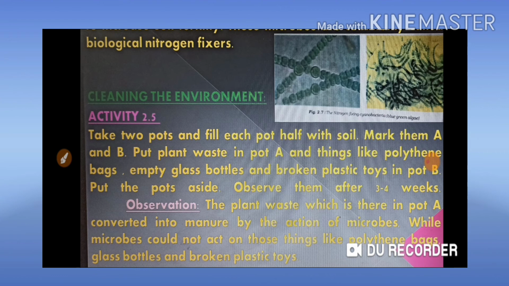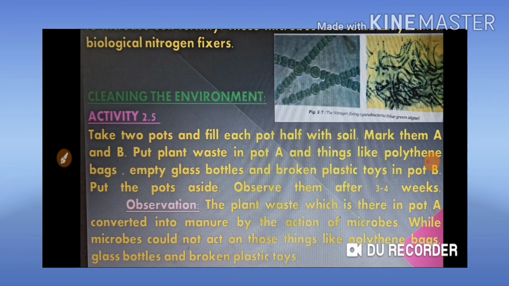But we need to understand here how these microorganisms play a very important role in converting waste things into humus. That humus enriches the soil and converts it into manure, which is very essential for the growth of the plant again. So that's why these microorganisms are very important to clean the environment. If there are no microorganisms, then we can't clean the environment.